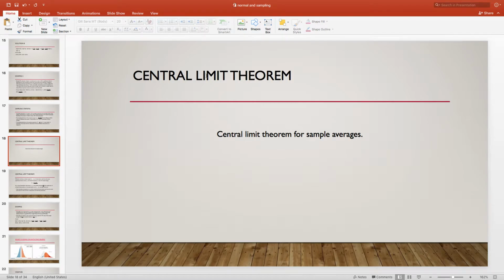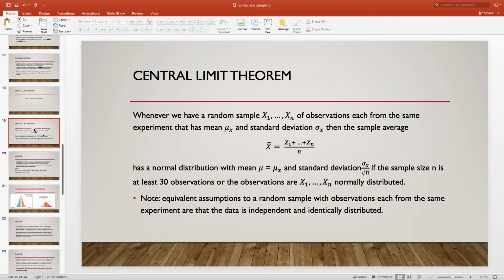All right, welcome to my lecture on the central limit theorem, and we're specifically going to apply the central limit theorem to sample averages. The sample average is just taken by adding up all your data, which will be your observations x1 through xn, and dividing by the number of observations. That's your sample average.